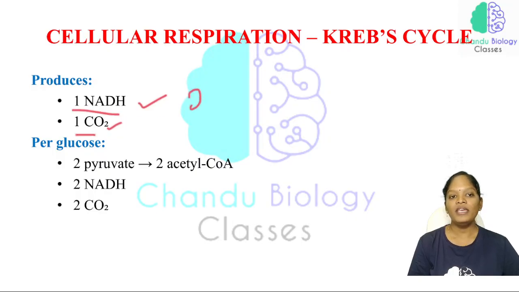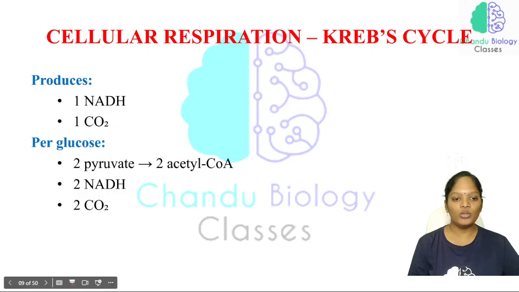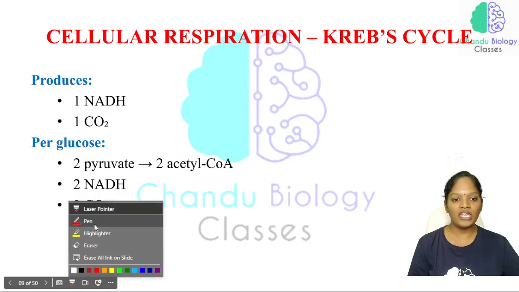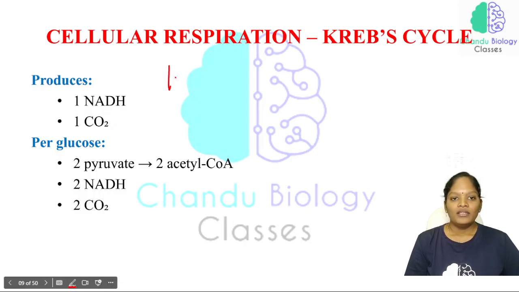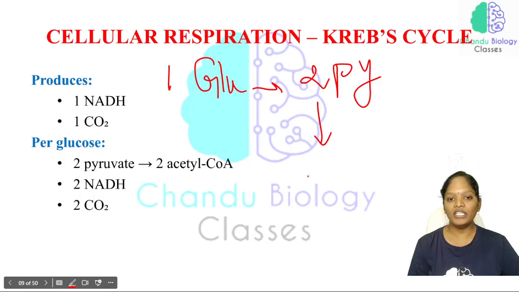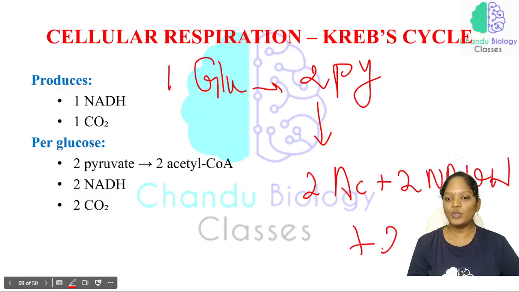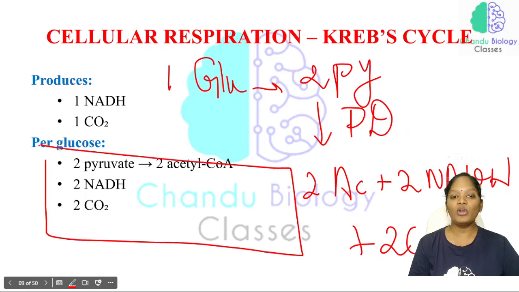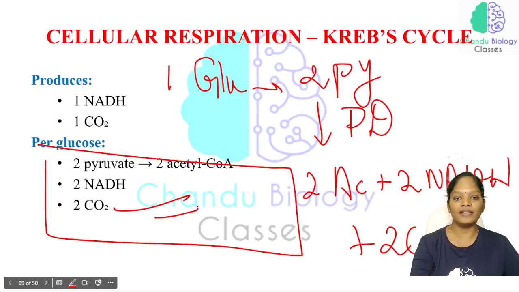See, just listen to me. Per glucose, just listen to this reaction. This is a very important step. 1 glucose will be converted into 2 pyruvate molecules, and these 2 pyruvate will be converted into 2 acetyl CoA plus 2 NADH plus 2 carbon dioxide. And what will be the name of the enzyme here? Pyruvate dehydrogenase complex. Very important reaction. And the end product of this reaction can be expected in our exam.